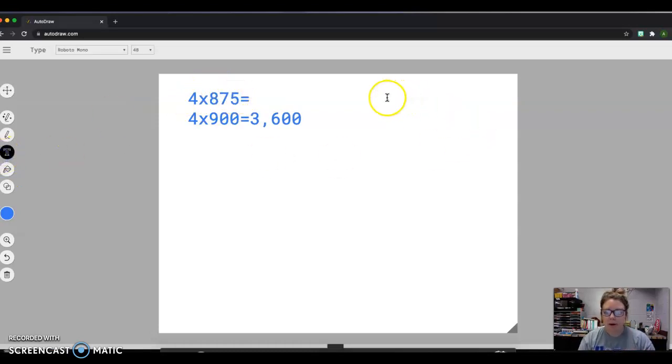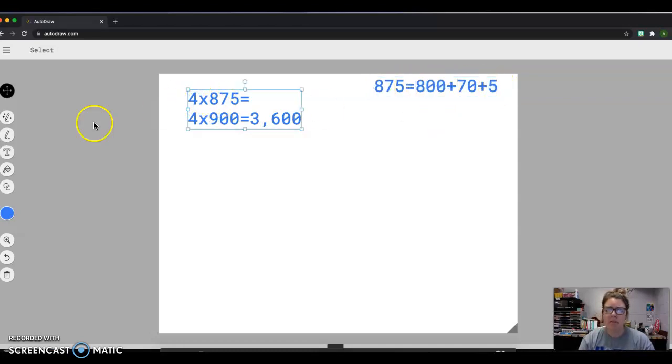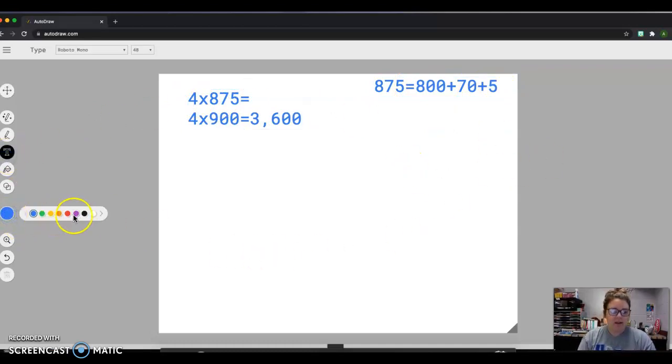We're going to break apart 875. We know that 875 really equals 800 plus 70 plus 5. Okay, so we are now going to use the numbers that we wrote in expanded form based on the place value. We're going to multiply each one by 4 to get the partial products. Okay, so let's change the color so we can see. So now we're going to do 800 times 4.